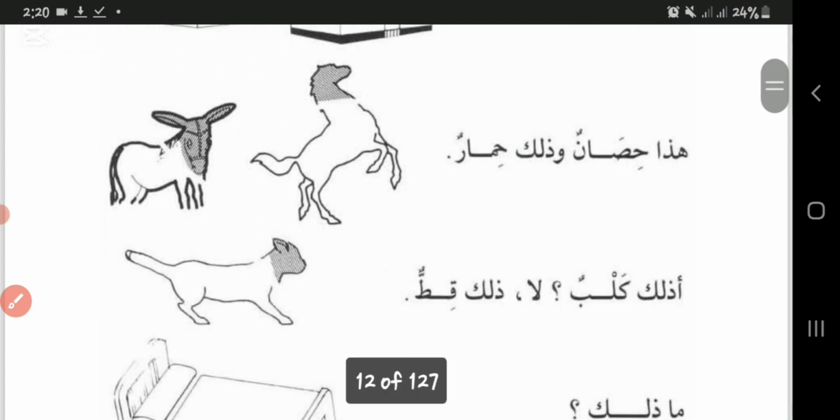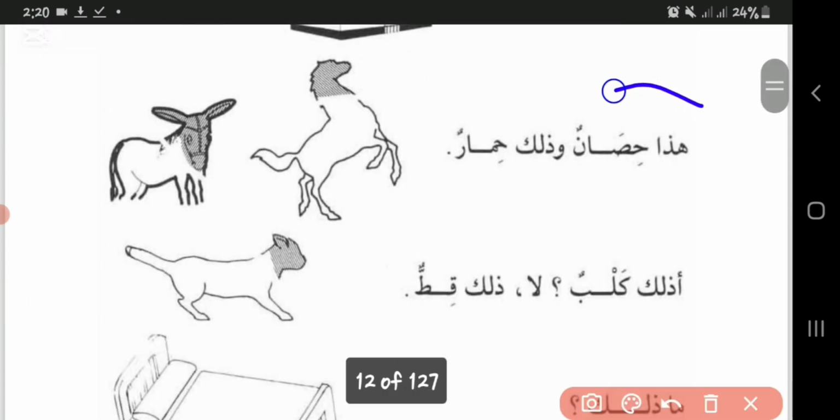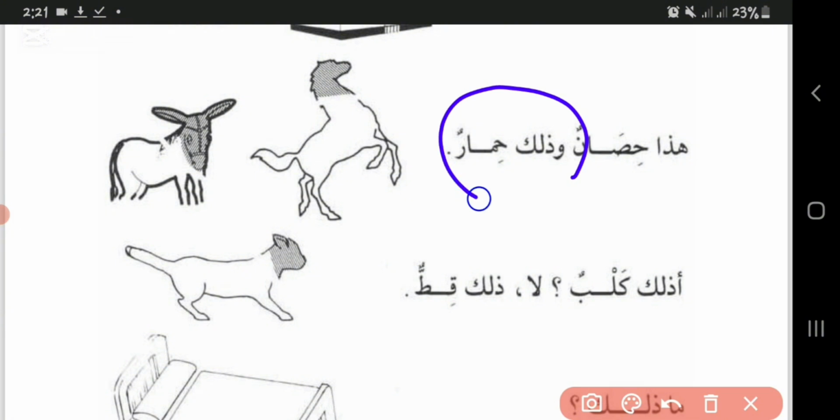Moving on, we have the next one. هذا حصان, this is a horse. وذلك حمار, and that is a donkey.